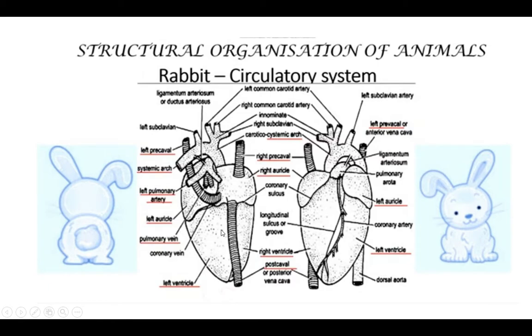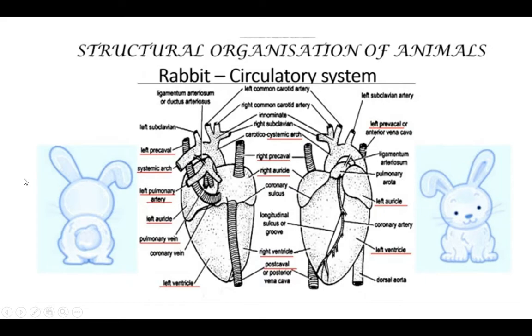In your textbook, for rabbit, only the dorsal view structure is given. And previously I taught you the human heart, right? For the human heart, only the ventral view is given in your textbook. So you should not get confused between the human heart and the rabbit heart. More or less both are the same. Only the view is different, that is, dorsal view and ventral view are given in your textbook.